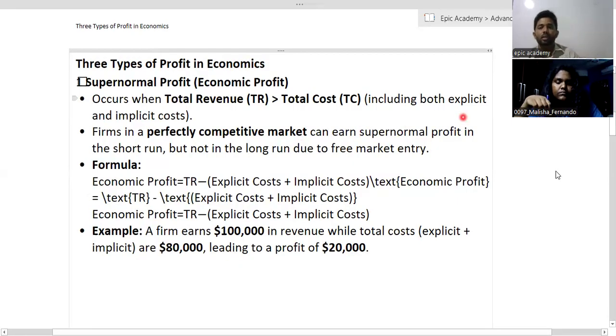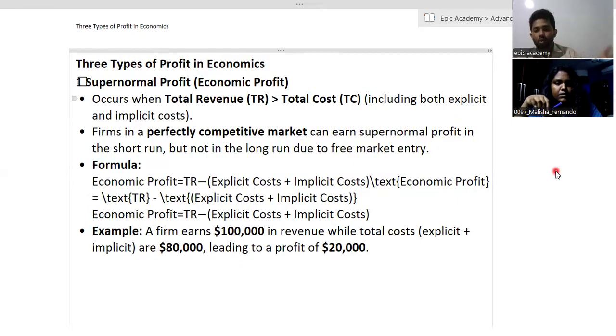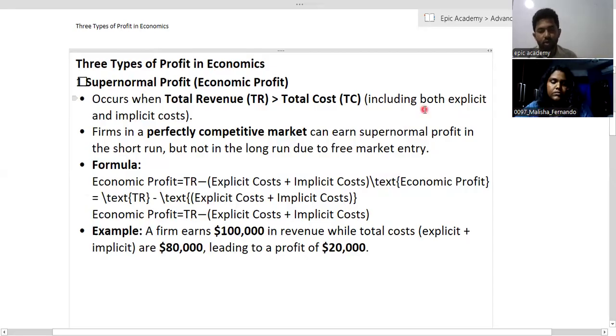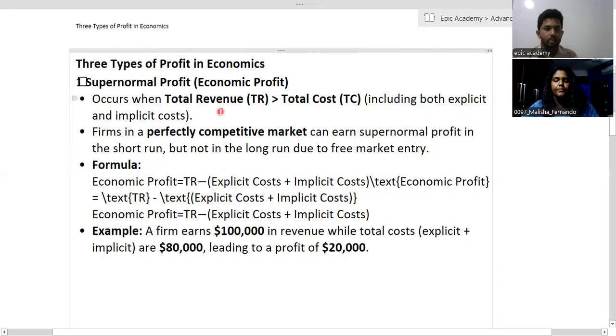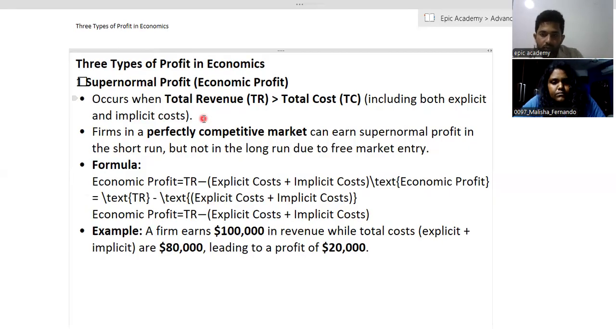Including both explicit cost and implicit cost. Explicit cost means direct cost. Implicit cost means indirect cost. So what are the direct costs? Direct cost means the cost that occurs when you are going to purchase production factors from the outside. Implicit cost occurs when you are sacrificing something for the production process. I mean opportunity cost. Okay. We call it indirect cost.